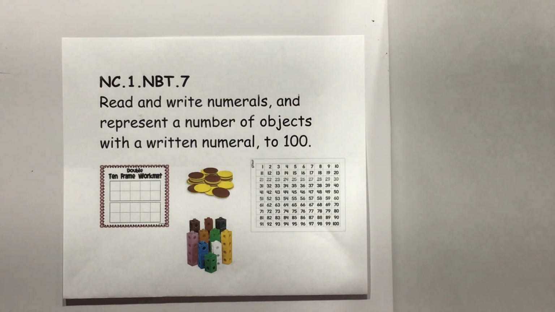Today we're going to talk about the North Carolina First Grade Standard NBT 7. Read and write numerals and represent a number of objects with a written numeral to 100. When working with place value in first grade, students will have many opportunities to build 10 sticks with pop cubes. When students easily recognize 10 as one unit, you can use pop cube 10 sticks and pop cube singles to address this standard. Let's look at one task that will address this standard.